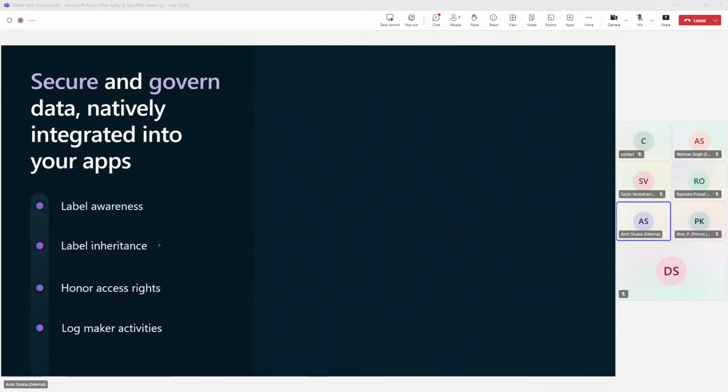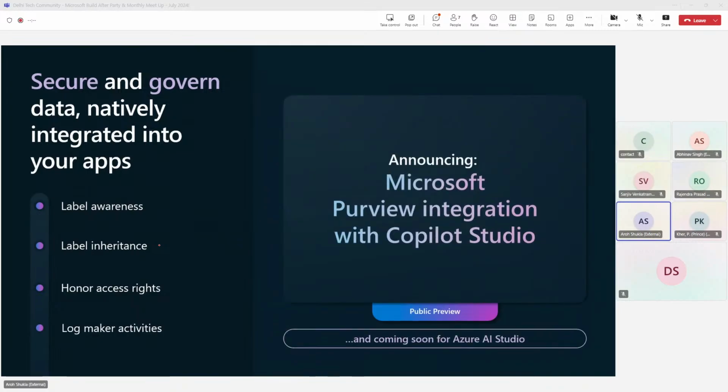right? And one thing I want to show you is that Microsoft announced in May that the Purview integration with Copilot is in public preview. It has not come yet, that's why I can't show you, but in public preview it will soon come to OpenAI Studio as well. I don't have a ready-made demo right now because I can't access it, maybe it's only available in the US and other regions, not in Asia. But once it is available, I will show you how it works.